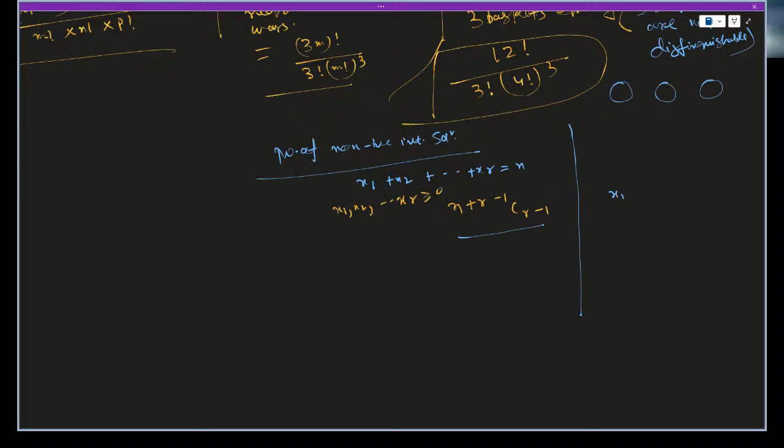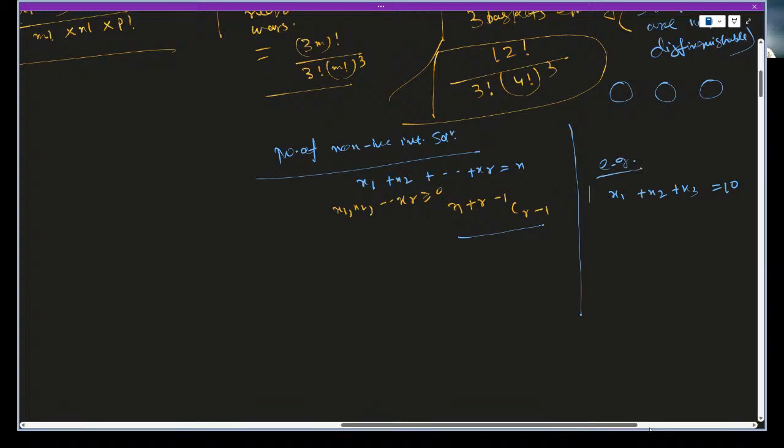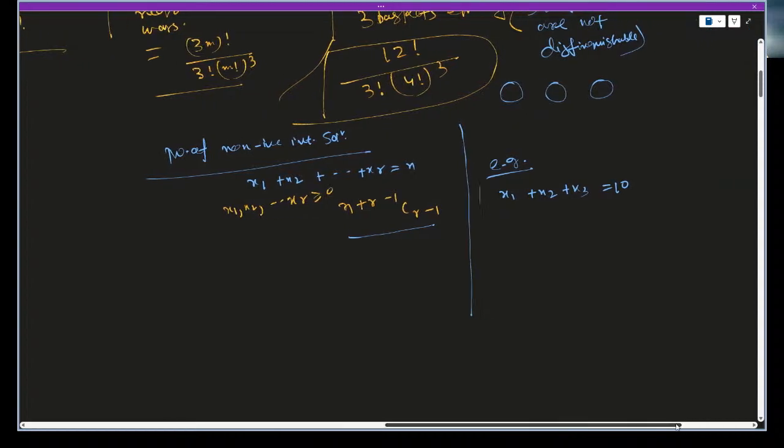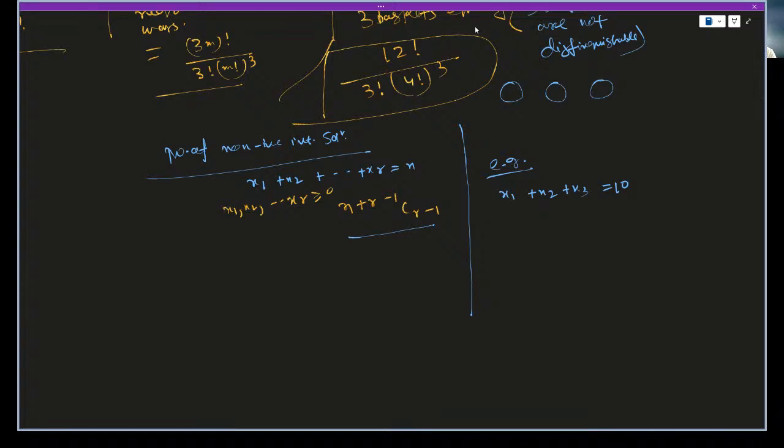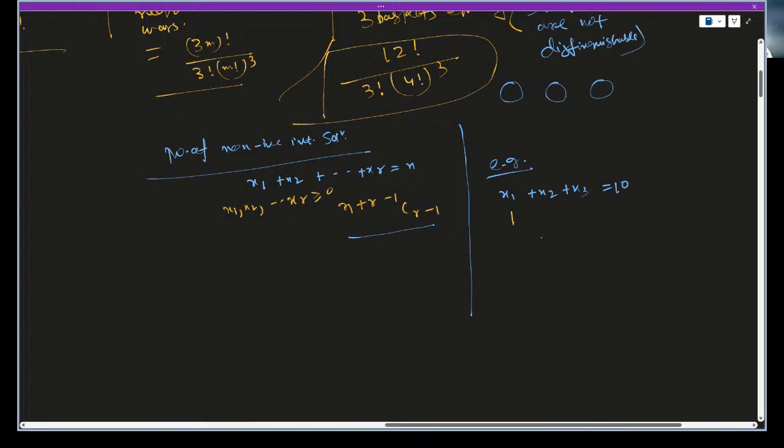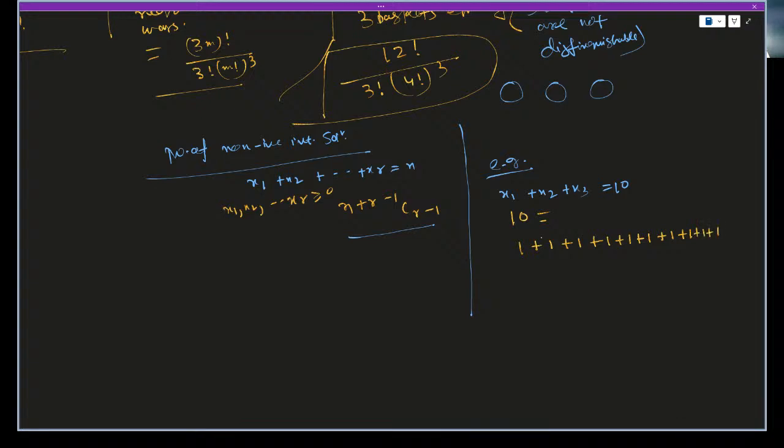I can just show you with one example so that it will be easier for you to understand. Suppose you are going to find integral solutions of the equation x1 plus x2 plus x3 equal to 10. How many non-negative integral solutions are there? I just revise it because this is very important. What I am doing here is writing this 10 as 1 plus 1 plus 1 and so on.